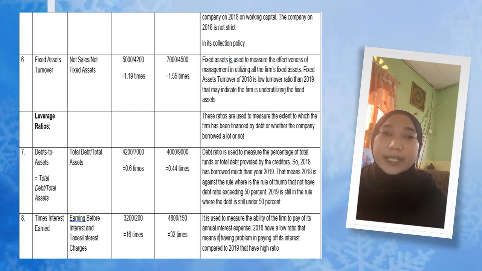For 2018, we get 0.6 times, and compared to 2019, we get 0.44 times. Debt ratio is used to measure the percentage of total funds or total debt provided by the creditor. So 2018, we can say, has borrowed much more than 2019, because it gets 0.6 times compared to 2019, only 0.44 times. That means 2018 is against the rule of thumb that a company should not have a debt ratio exceeding 50%. 2019 is still in the rule, where the debt is still under 50%.